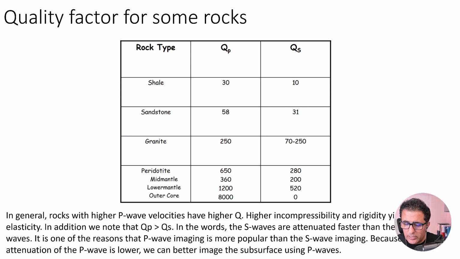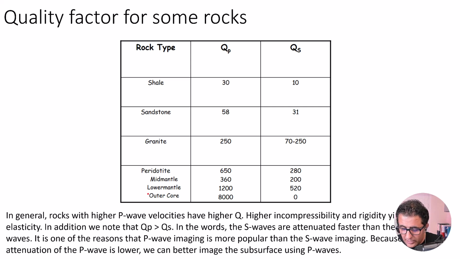This table shows the quality factor for both P waves and S waves for different rocks. For example, compare shale with sandstone and granite. What is interesting is that shale has a lower quality factor compared to sandstone. It means that the attenuation in shale is higher. And if we compare granite to sandstone, granite has a much higher quality factor. So it means that granite has better elastic property compared to sandstone.